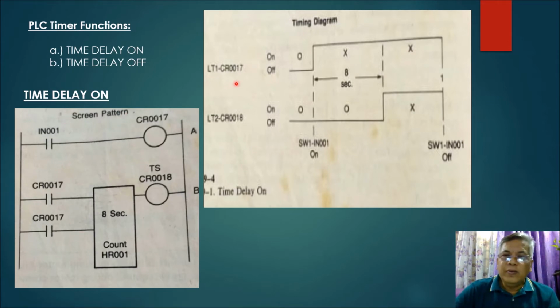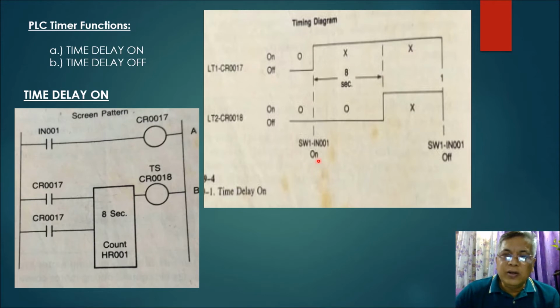Now, the other side here is your timing diagram. So, how does the timing diagram work? Now, the timing diagram is based, of course, on your circuit here. So, we have here input 001. And then, these are the conditions of your input 001. You have on and off. Now, we have here outputs CR017 and CR018.